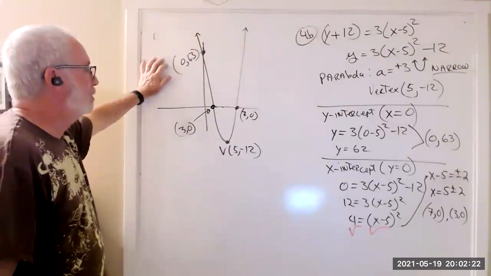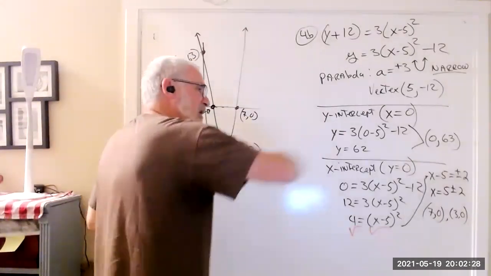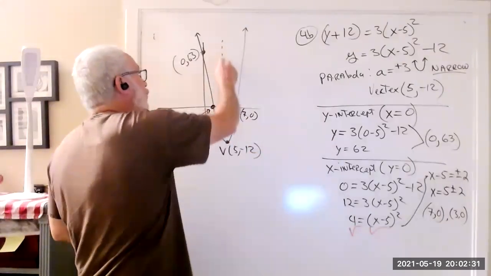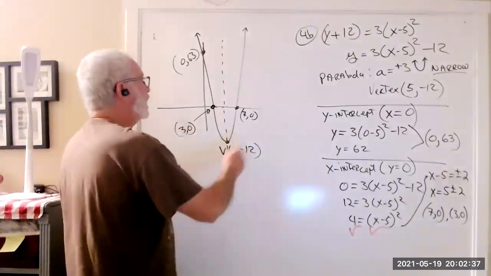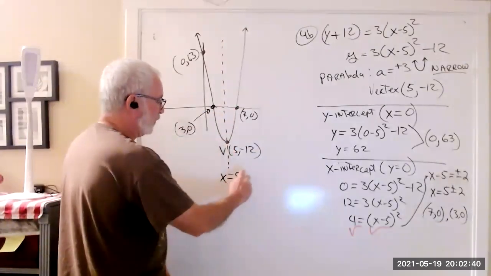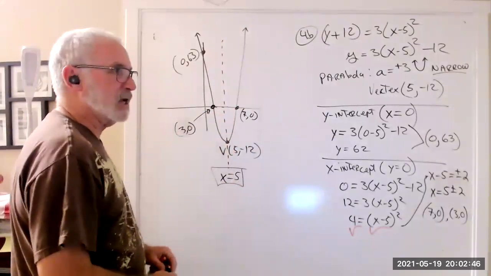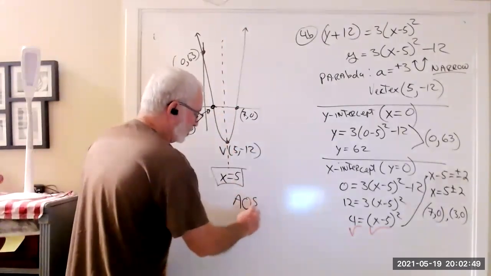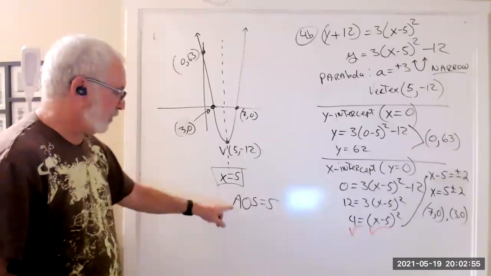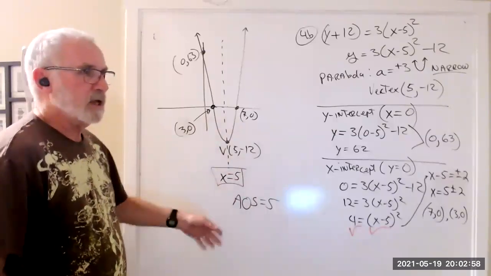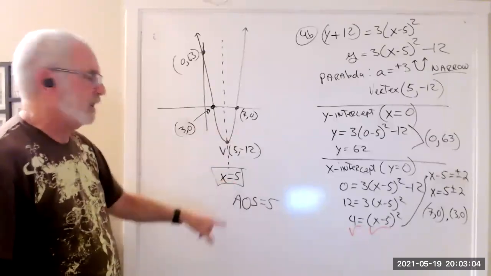X equals 5. Through the 5. An axis is a line, like the x-axis is a line. So the axis goes through the vertex. The axis of symmetry has the equation x equals 5. That's its equation. You just can't say AOS equals 5. AOS is short for axis of symmetry. The axis of symmetry is the equation x equals 5.